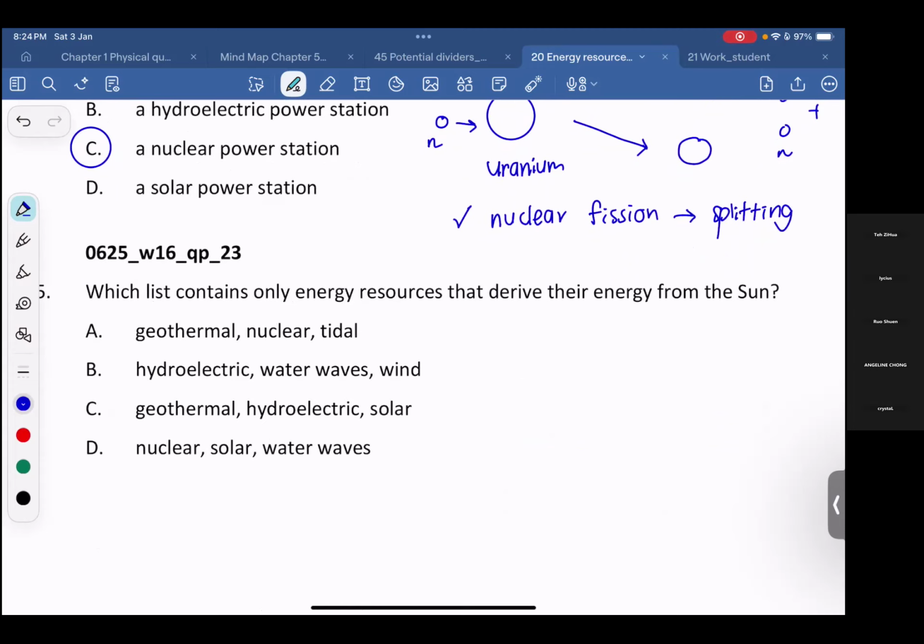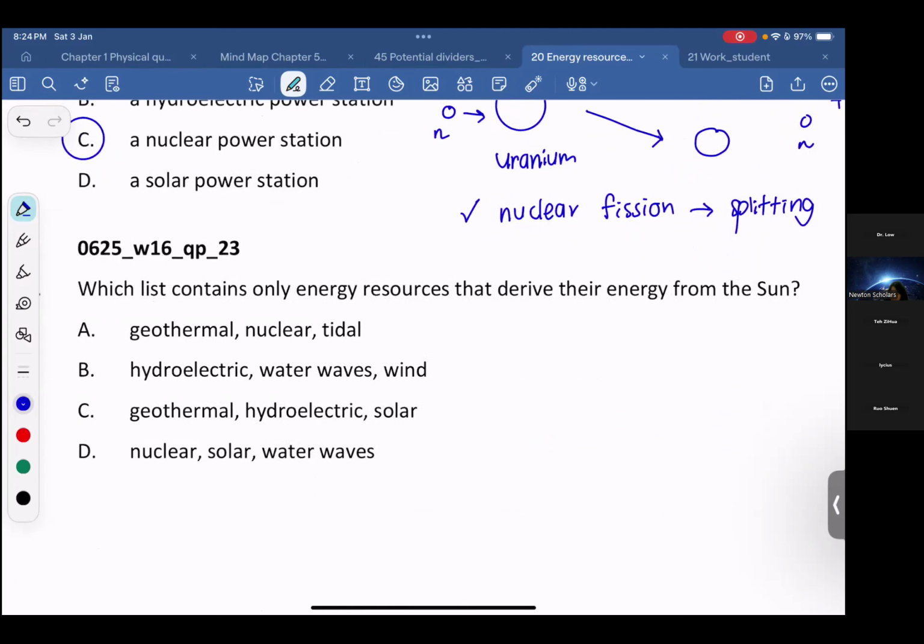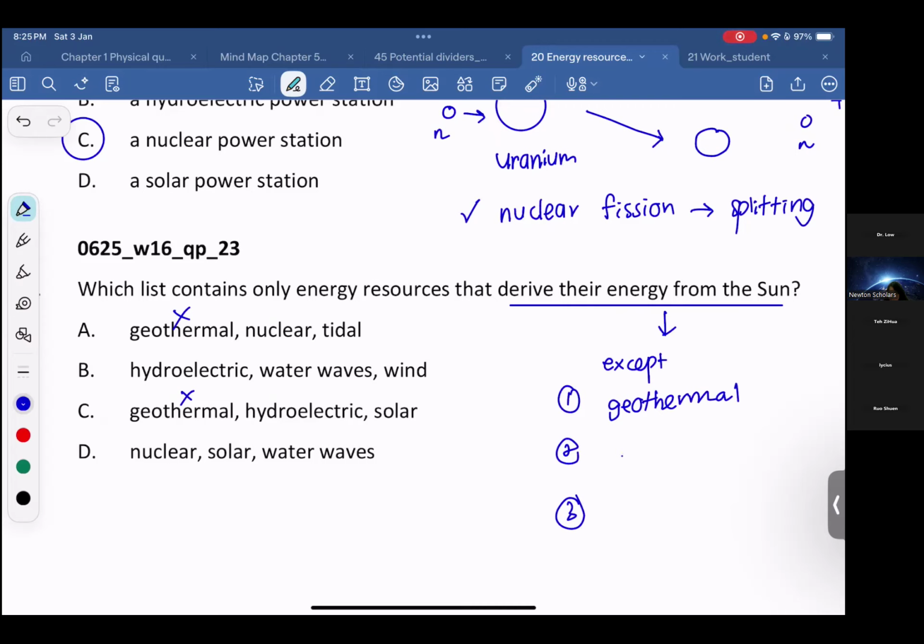Zihua, yes. Any others? Crystal? Xuan? Okay, here. Derive their energy from the sun. Okay, except 3. 1, 2, 3. Except geothermal. So first answer, confirm wrong. C, confirm wrong. Okay, what else?